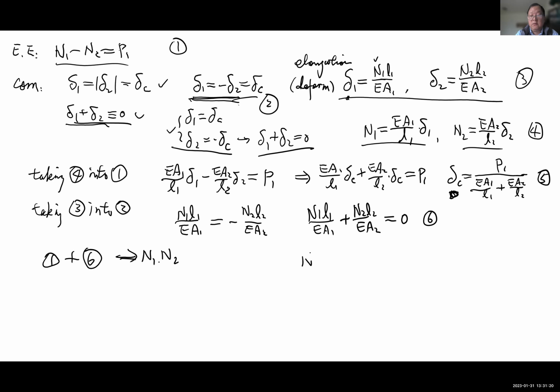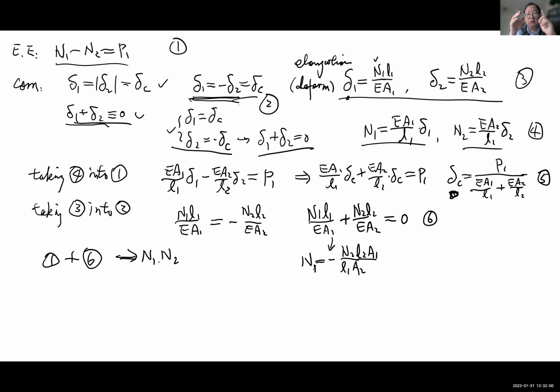So what you have is N1 equals negative N2, times L2 over L1, and then A2, and here is A1. That gives you the relation between N1 and N2, so you can take it back to equation 1 and get N1 and N2. That's another approach to solving. There are many different ways. Once you have a sufficient set of equations, you can substitute one into another, reduce to one variable, and find it.